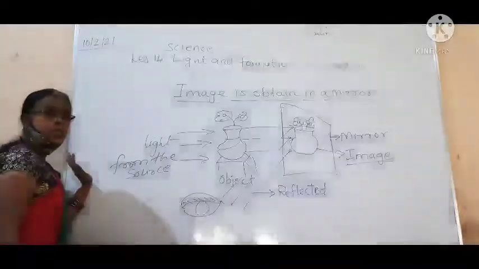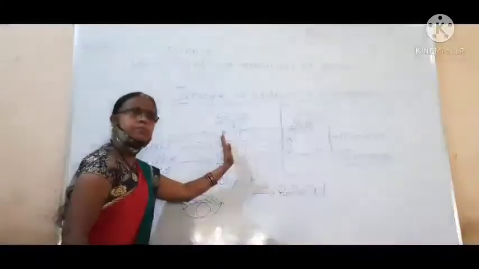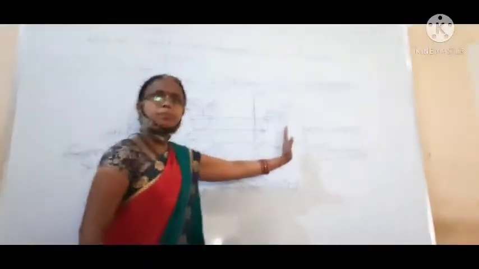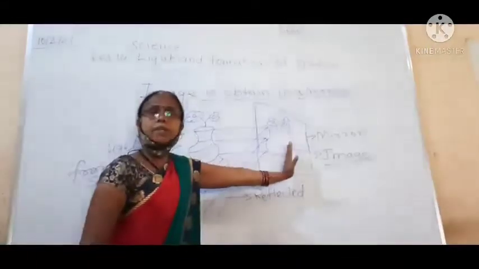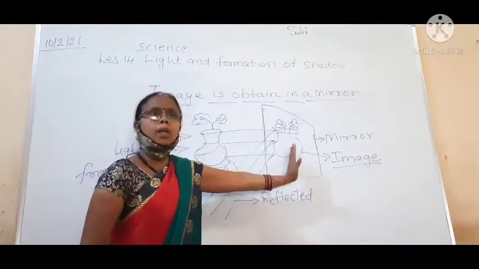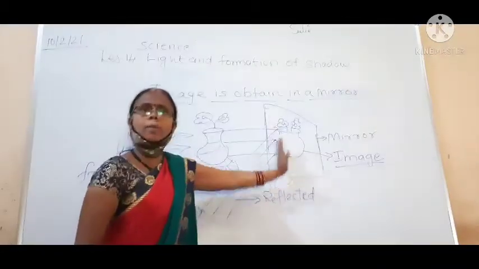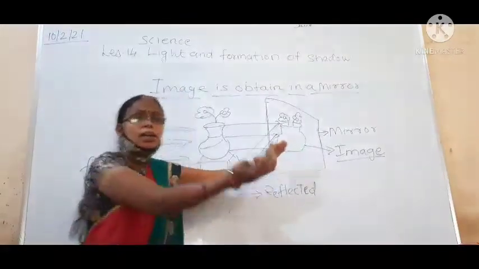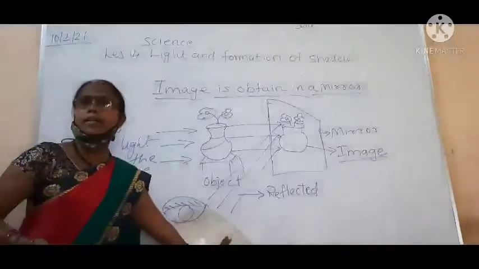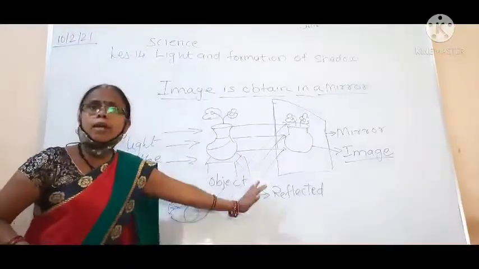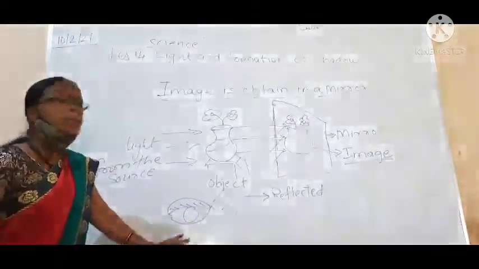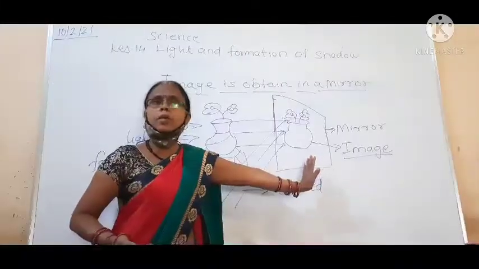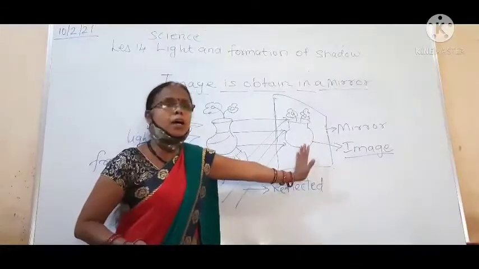Light from the source falls on the object, and this light travels to the mirror. Where the light reaches the mirror, you will get the image. At the same time, the light is getting reflected. So these are the reflected rays. When these reflected rays come to your eyes, immediately you come to know that an image is obtained in a mirror.